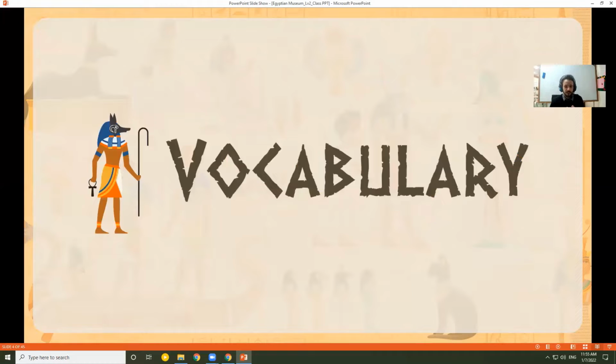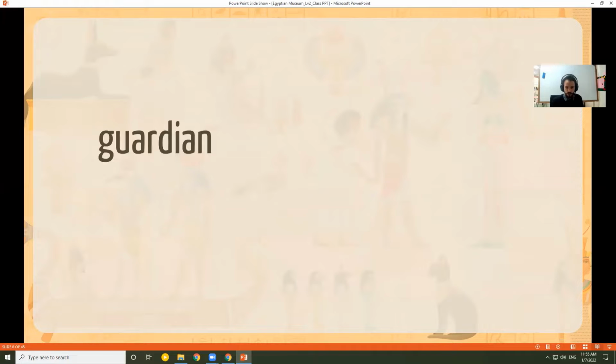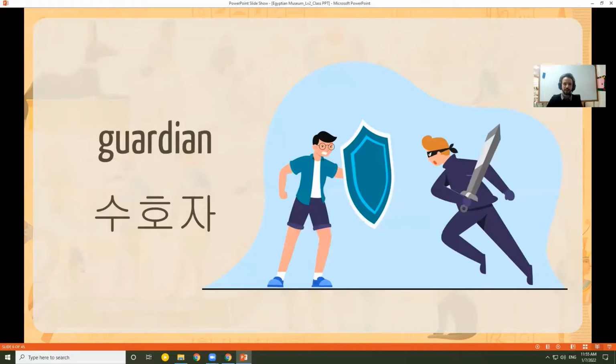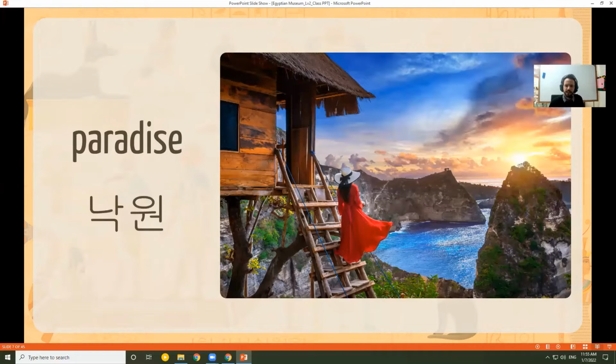So before we get started, let's practice a little vocabulary. As we go, you can write down the Korean meaning in the little white space, just like that. All right, so first of all, guardian. A guardian is somebody who guards or protects something. Guardian. All right, paradise. Paradise is like a perfect place. So this looks like a beautiful tropical island. It's very pretty. It looks perfect, like a paradise.